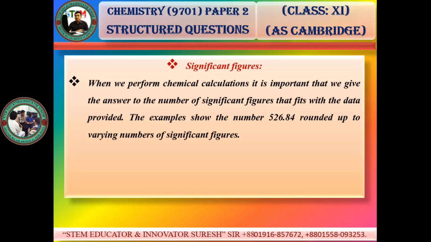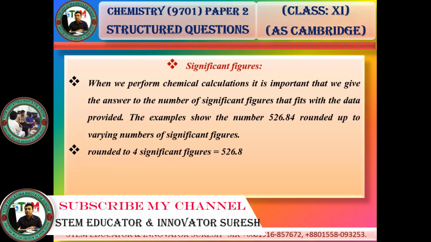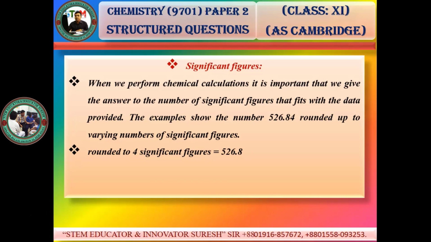The example shows the number 526.84 rounded to varying numbers of significant figures. We want to see how we can convert it to different indicated significant figures. Rounded to 4 significant figures will be 526.8. Numbers 1, 2, 3, 4 are the significant figures, and the last digit is eliminated because 4 is less than 5, so it is totally eliminated. Rounded to 3 significant figures, look at this, 0.8 is near 1, so 526.8 rounds to nearest 527. So in 3 significant figures, we have to write 527.